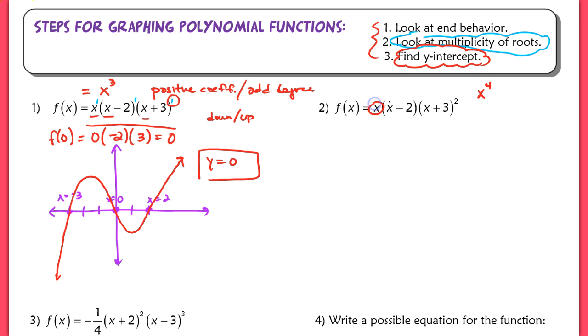So just be careful, this is x times x times x squared. That's why we get x to the 4th. And it is positive, there's no sign changes here. So we have, again, a positive coefficient. Okay, this time, though, the degree is even.